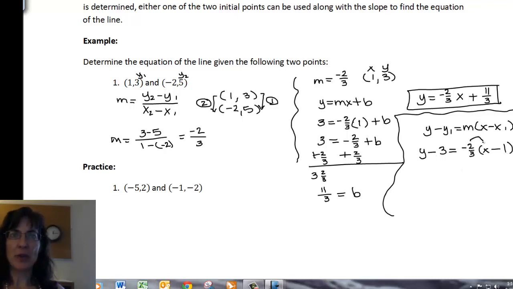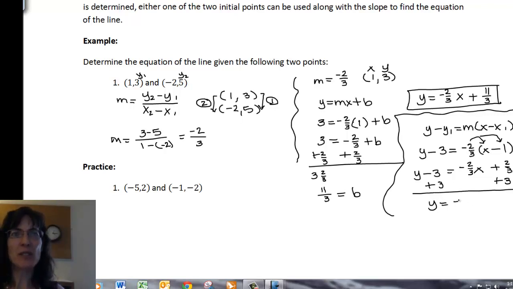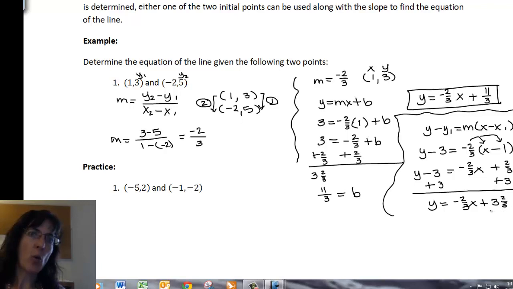Then I just distribute here, and I have negative 2/3 x plus 2/3 equals y minus 3. I'll add the 3 to both sides. You can see how we're ending up with the exact same thing. Y equals negative 2/3 x, and then it's plus 3 and 2/3, or 11/3 as I calculated before.